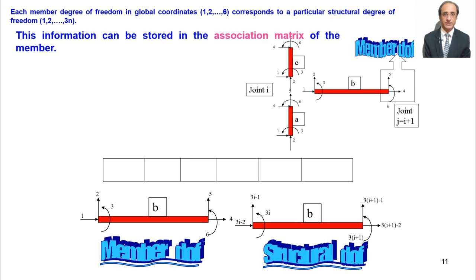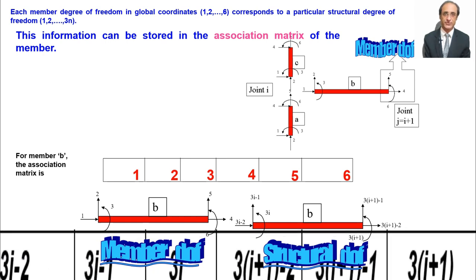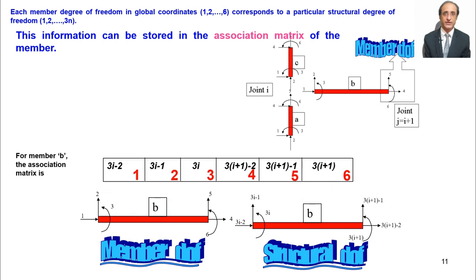Right. So we can store this information in a matrix which is called the association matrix. So we define the association matrix like this. We have 6 elements: 1, 2, 3, 4, 5, 6. That means the member degree of freedom number 4 corresponds to structure degree of freedom 3I plus 1 minus 2. Just check physically, is it okay? This is the 4th degree of freedom, and it corresponds to this degree of freedom, correct? Physically also we can verify. So this matrix is called the association matrix.